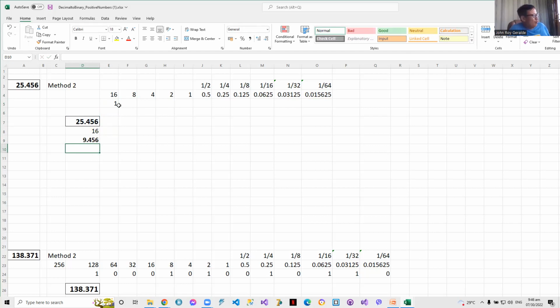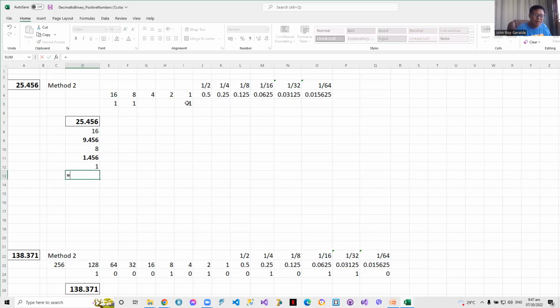Pick, mark, and subtract. Which number is immediately lower than 9.456? 8. So we pick, we mark as 1. And then what do we do? Subtract. Minus 8. The formula is easy, just copy and paste, okay? Okay, 1.456. Which number is immediately lower? It can't be 4, it can't be 2, right? 1 is the immediately lower one, right? So we pick this as 1. And then we subtract.